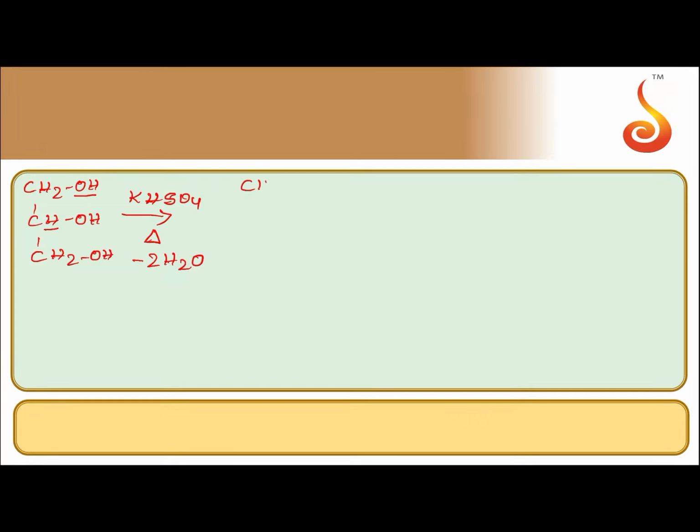OH from this carbon atom, H from this carbon atom. So I will get CH2 double bond C. Again OH from this carbon atom, H from this carbon atom. So what will I get? Again double bond CH OH I will get. This is enol.